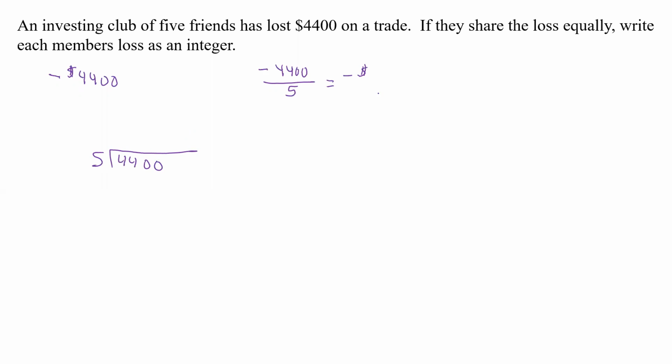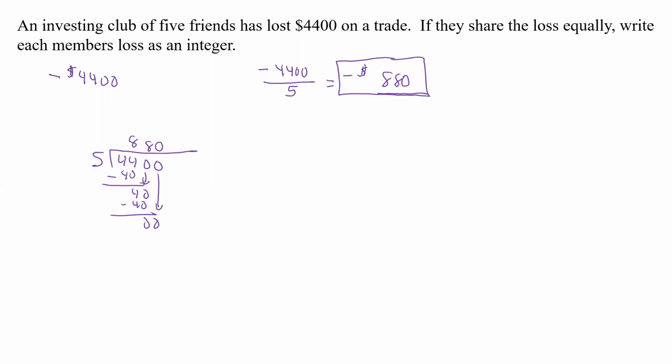So now all I'm doing is getting this part here with the dollar sign out in front and the negative in front of that. Well, 5 does not go into 4, but 5 goes into 44. Well, 5 times 8 is 40. If I subtract that, 4 minus 0 is 4. Now I have to bring down a 0. Well, that's another 8. That's 40. Subtract that, that's 0. Bring down a 0. Well, 5 doesn't go into that, so that's 0. So it looks like each person lost $880. And so that would be then my answer for how much each member loses as a loss as an integer.